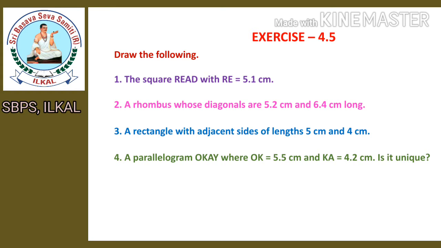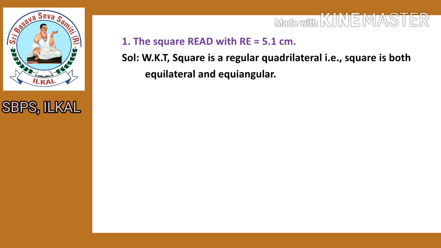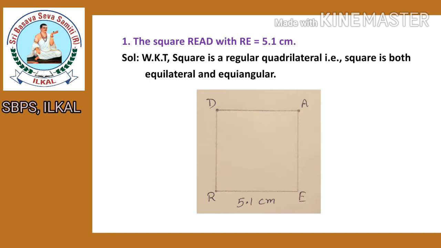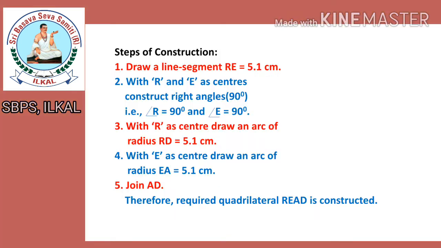Is it unique? Let's start to construct a square READ. Before going to construct, children, we know that a square is a regular quadrilateral, that is, a square is both equiangular and equilateral. Means here all the angles will be equal to 90 degree and all the sides are equal. This you already know. If you draw a rough figure, then you will understand that in this all sides will be equal and even all the angles are also equal. Let's start construction along with the steps.